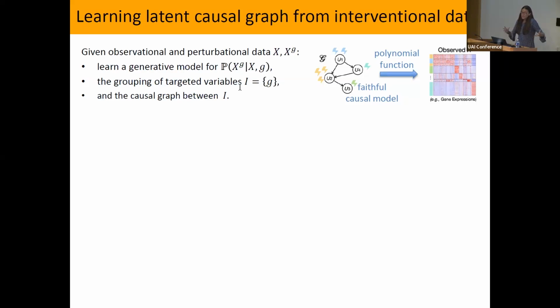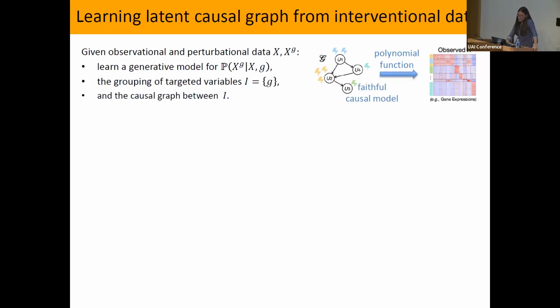Of course, because these interventions are on latent nodes, we cannot assume that we know that this intervention affects that latent node, because that node is latent, right? So we need to figure out which interventions are targeting which latent node. So we need to find a grouping of the targeted variables among all these latent nodes. And then, of course, we also want to identify this whole causal graph among these latent nodes.